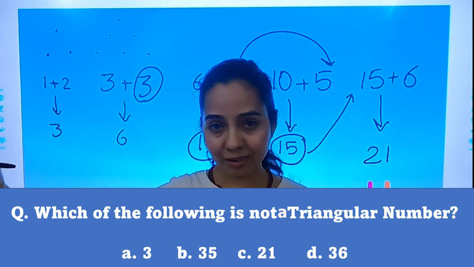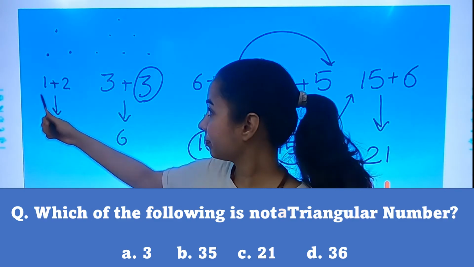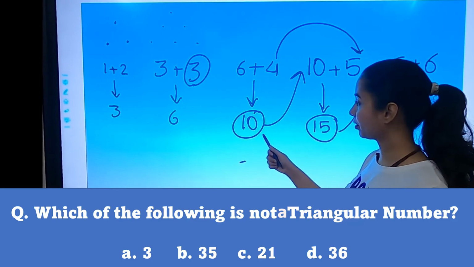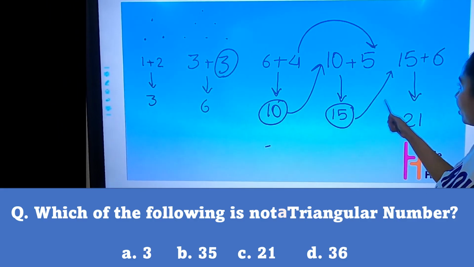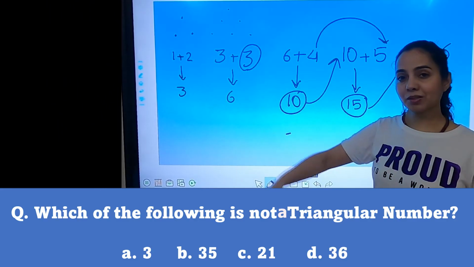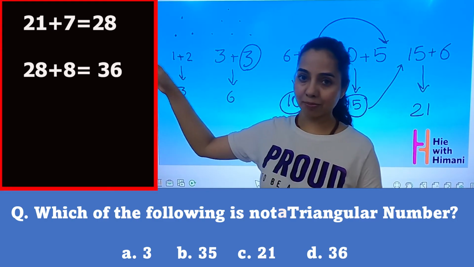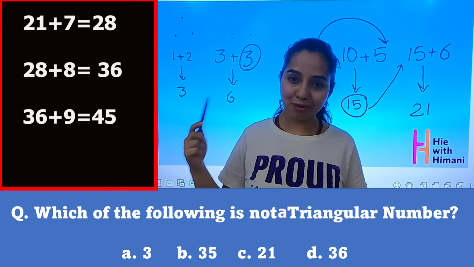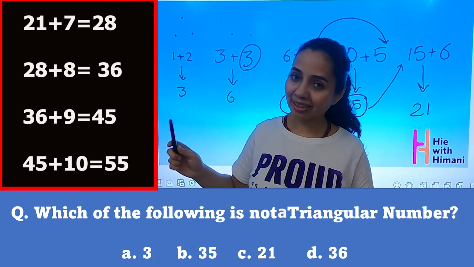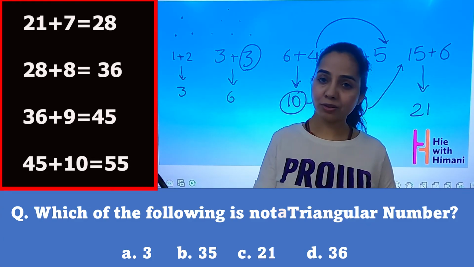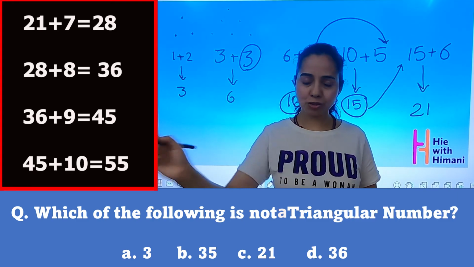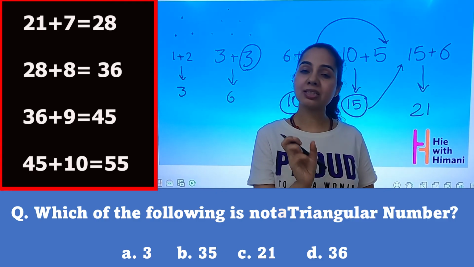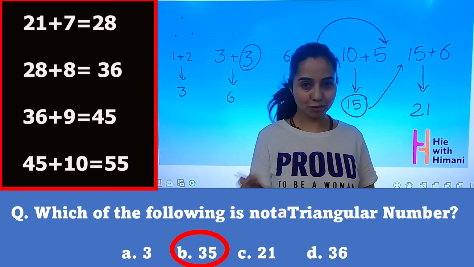We have to start from 3, then 3 plus 3, 6, then 6 plus 4, 10, then 10 plus 5, 15, then 15 plus 6, 21, and 21 plus 7, 28, 28 plus 8, then 36, 36 plus 9, 45, 45 plus 10, 55, and so on. I know you don't have to mug up. You'll be able to just figure it out then and there. The numbers which will come in your exams will be small, so no need to worry.